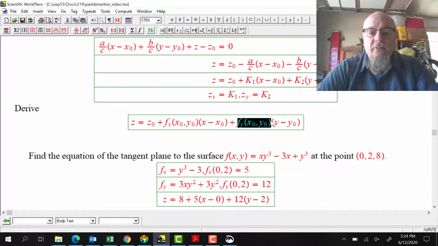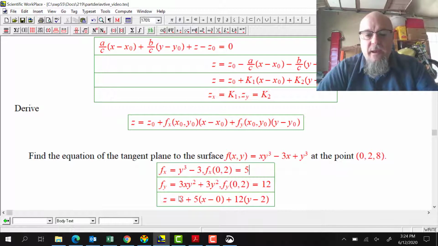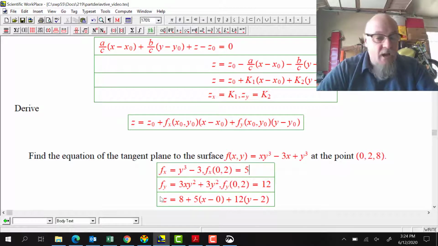So these things are supposed to be numbers. That's a number, that's a number. That's why I evaluated them as numbers even before I put them in. In the end, your plane should be linear in x, 5x, linear in y, 12y. I should be able to expand this out, clean this up, and get it into the ax plus by plus cz equals d format. I should be able to pick off the normal vector to this plane.